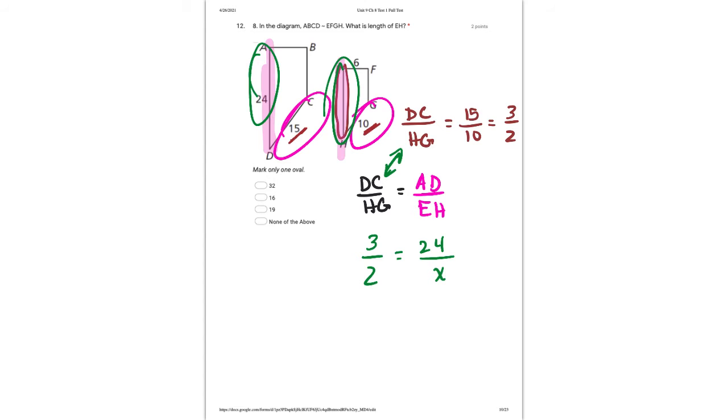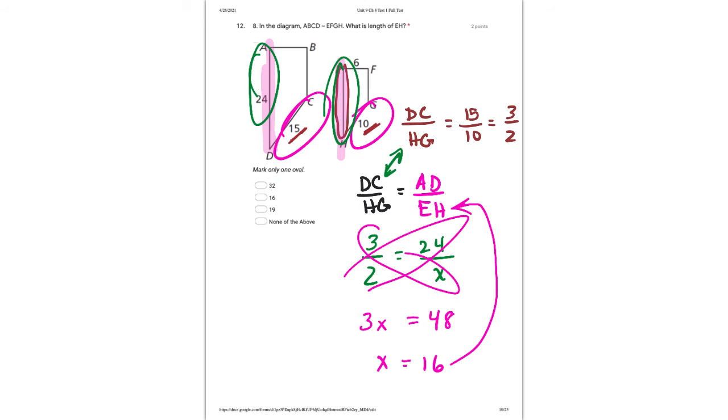I can cross multiply here. 3 times X, 3X, and then 2 times 24 equals 48. And I'll divide by 3. It looks like I get 16. Now 16 is our EH. That's what we found right there. So EH is 16.